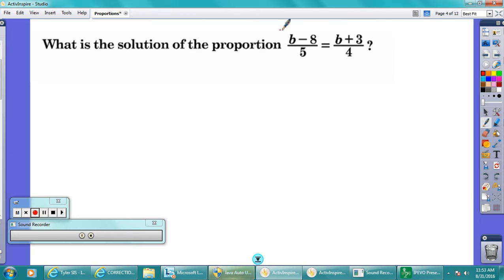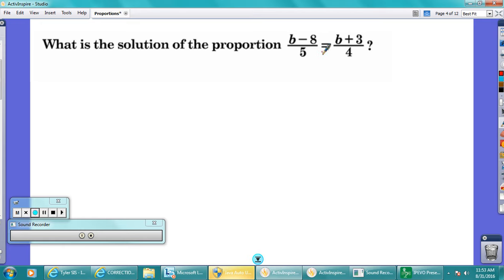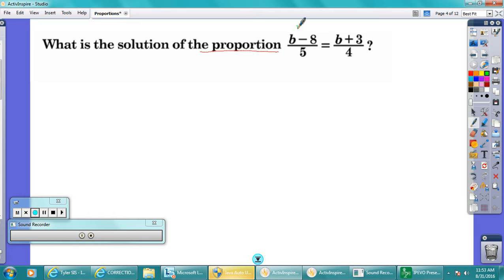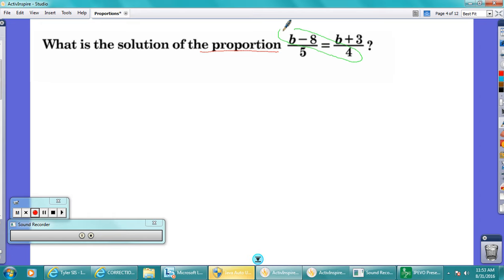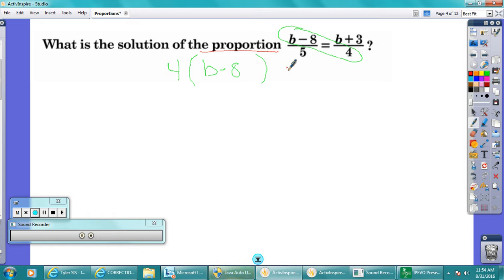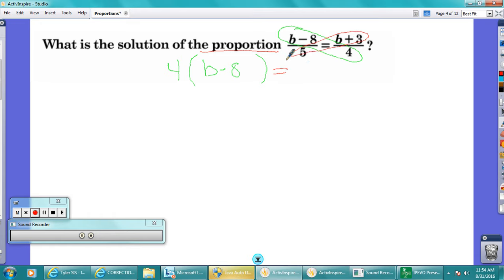Now, what if we have something that looks like this? It's the same thing. It's a proportion. So when you see the word proportion, you should automatically be saying cross multiply. So let's cross multiply. Here, I need to multiply 4 times the quantity b minus 8. Remember, this is a group. It is equal to 5 times b plus 3, the other group.